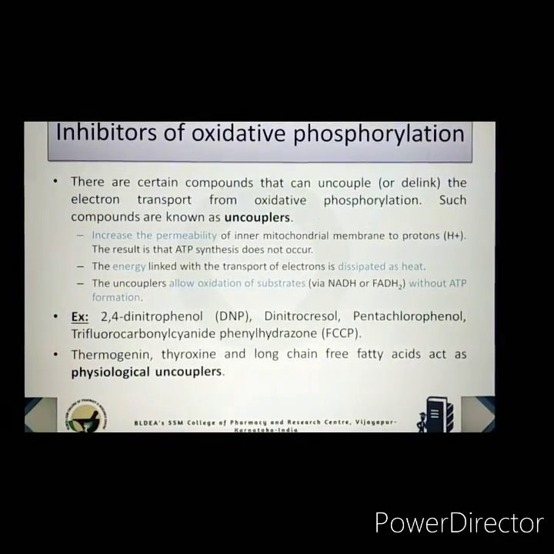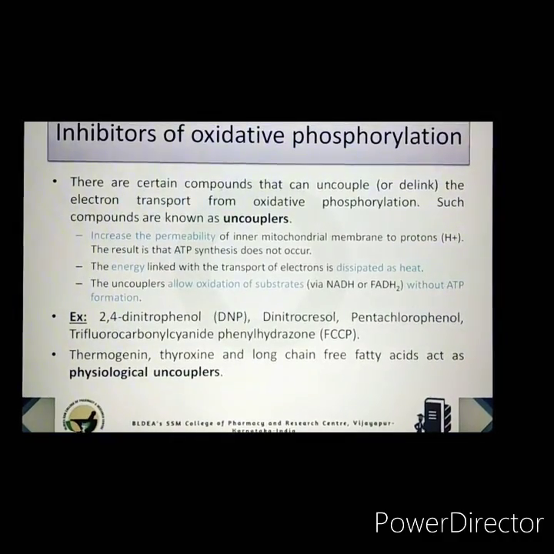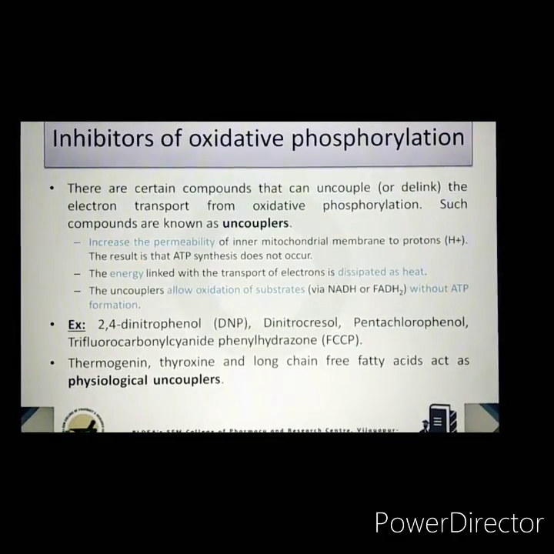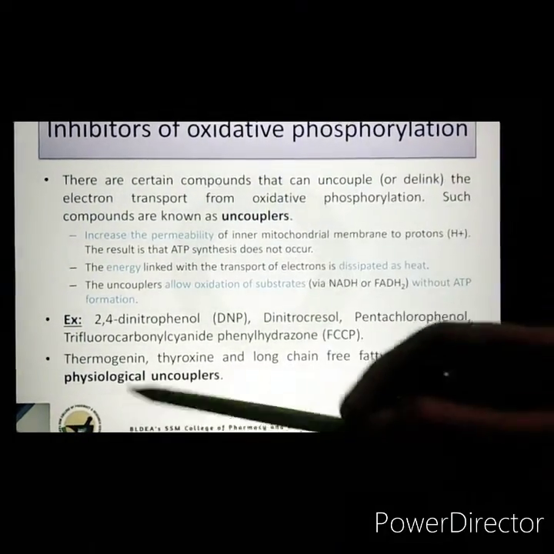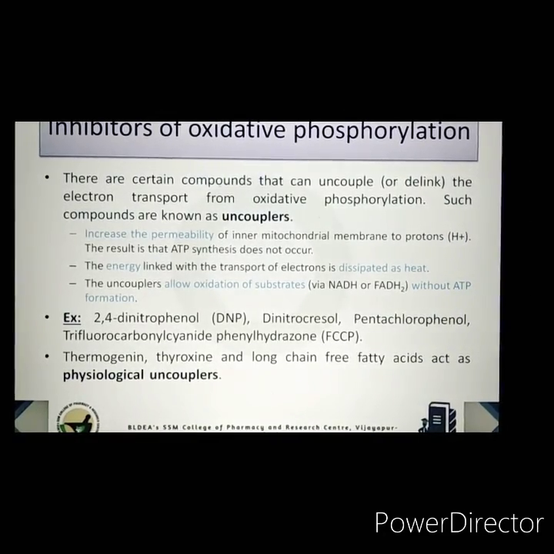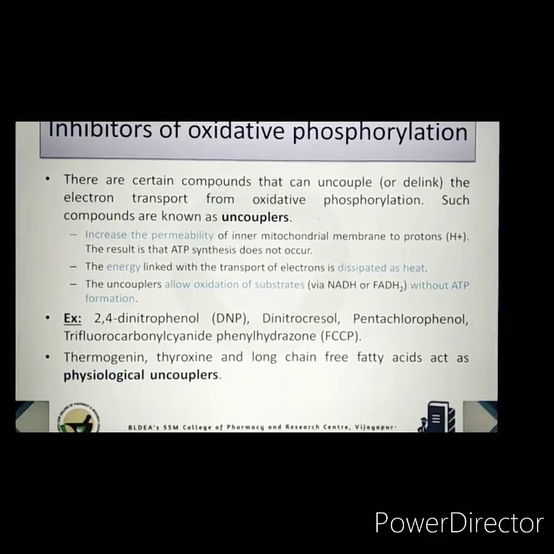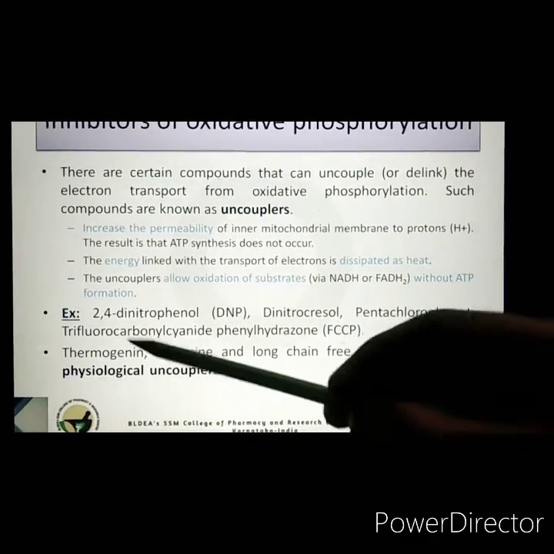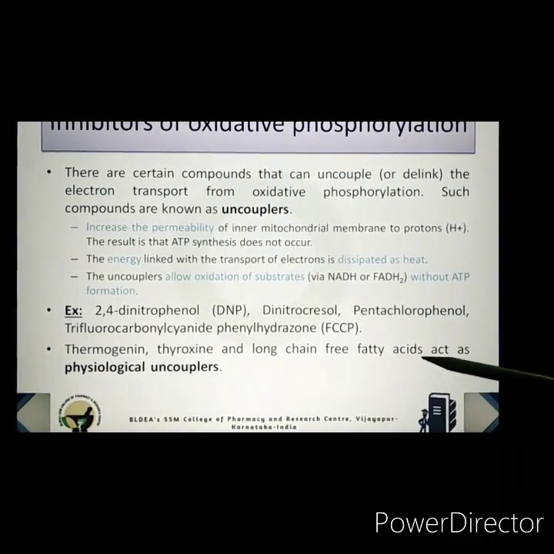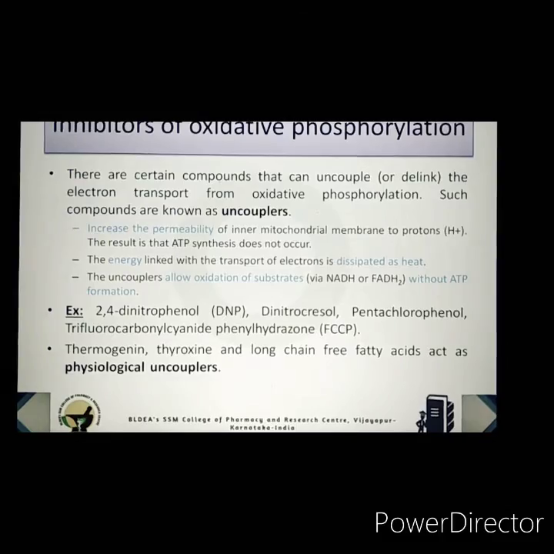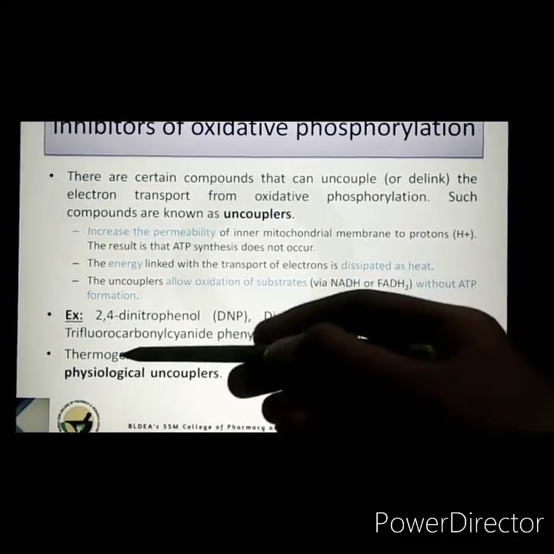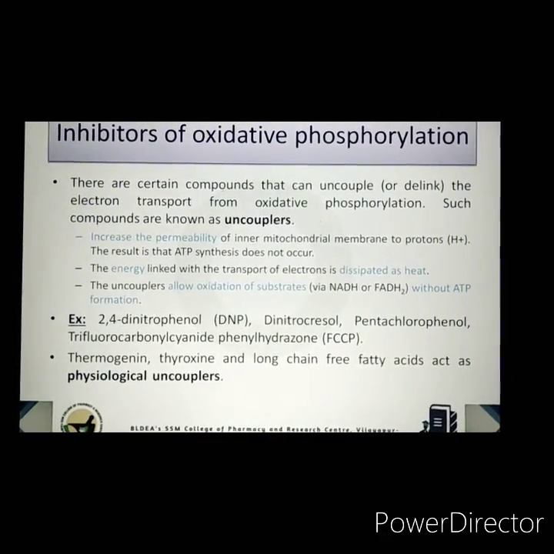But the body also contains some internal components, or you can say physiological compounds, that act as natural uncouplers. Examples of such physiological or natural uncouplers are thermogenin, thyroxine and long chain free fatty acids. Thyroxine is a hormone released by the thyroid gland. Long chain free fatty acids are obtained after degradation of cholesterol in the body. And thermogenin is a component of brown adipose tissue.